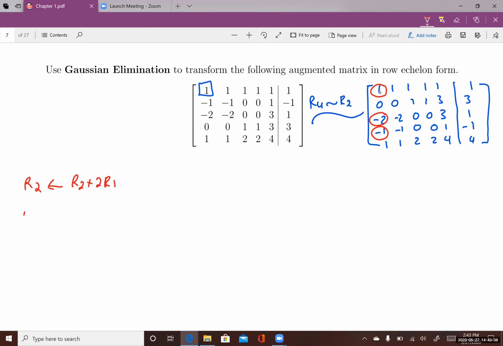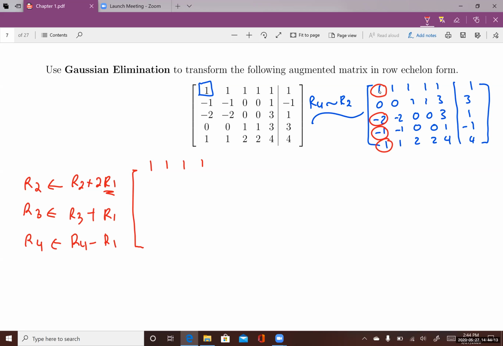So now I go to row 3. I also use row 1, because row 1 is the one that is fixed, the one that is good to go. So row 3 plus row 1, because -1 plus 1 is just 0. And the last one, row 4, I would have row 4 minus row 1, because 1 minus 1 is also 0. Now I have 3 row operations. I apply these 3 row operations on my matrix at the same time.